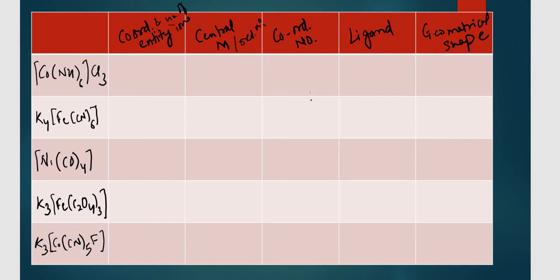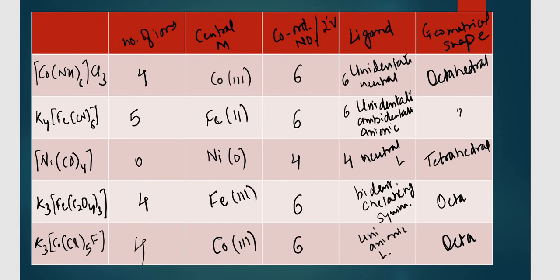Now I want you to solve this table. Here you have to tell the coordination entity, the central metal, the coordination number, the ligand and the shape of this particular compound. This is NH3 because the ligand is ammonia here. So try to solve it, and once you are done, you can check the answers.